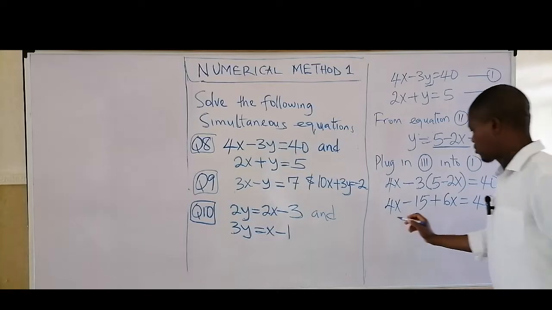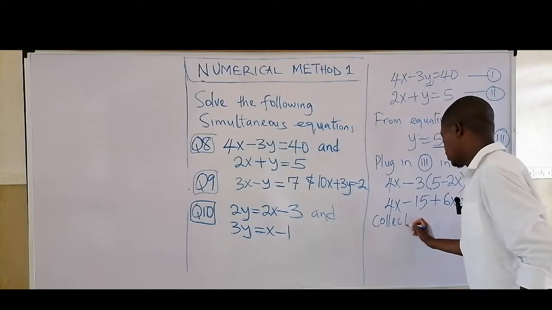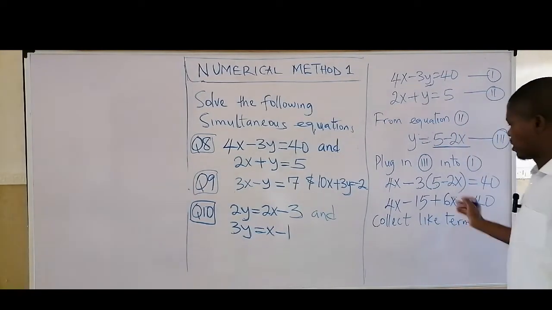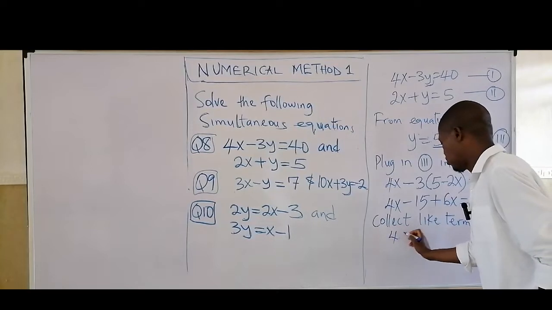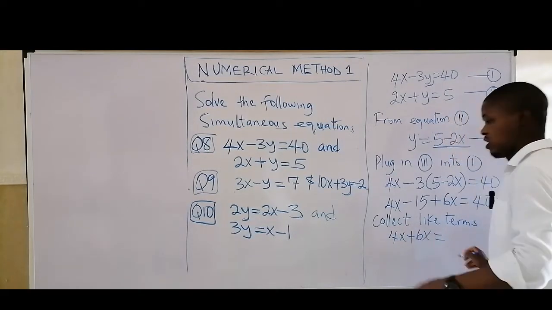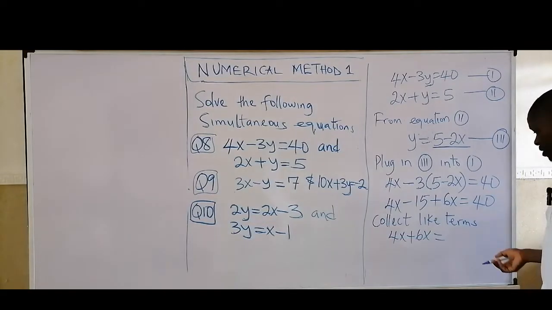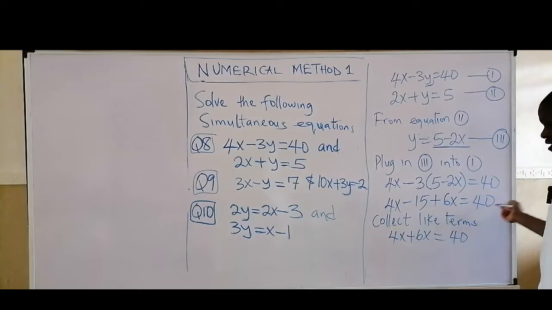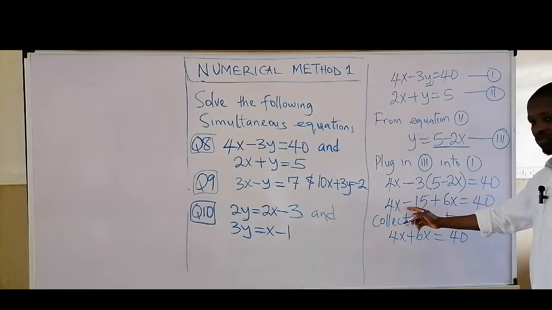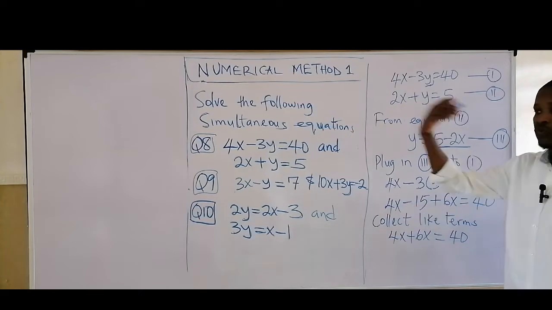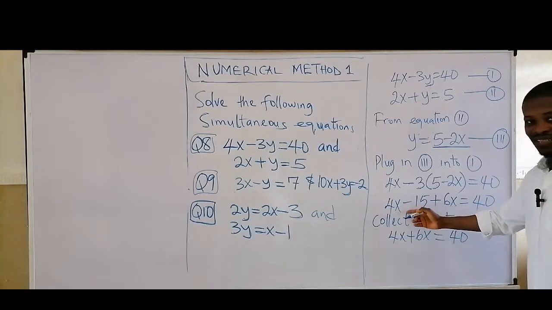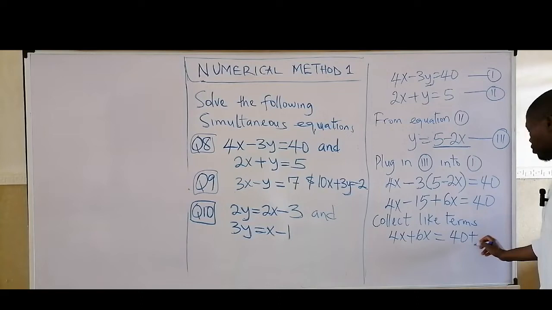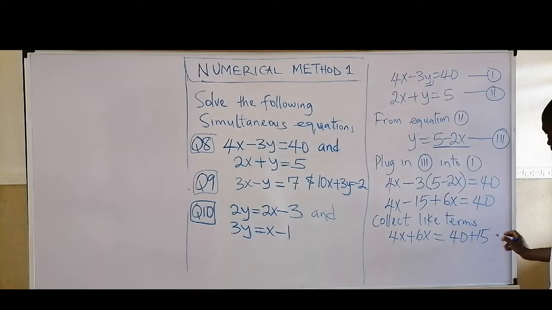Collect like terms. That is, bring the x together, 4x plus 6x on one side, and then the numbers also on one side. So this is 40 here on the right hand side. Move this one also to the right hand side. This is minus 15. When the minus sign moves over an equal sign, that sign will reverse itself. And that minus becomes what? Plus 15.